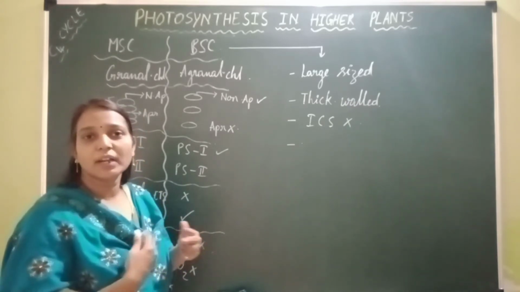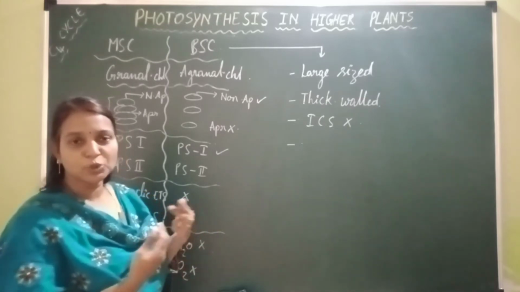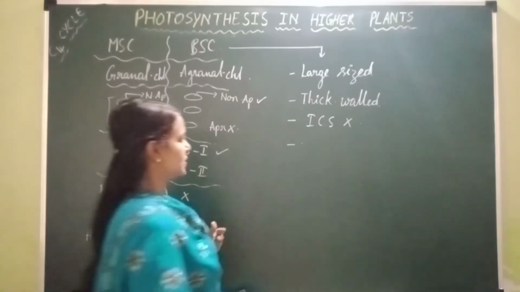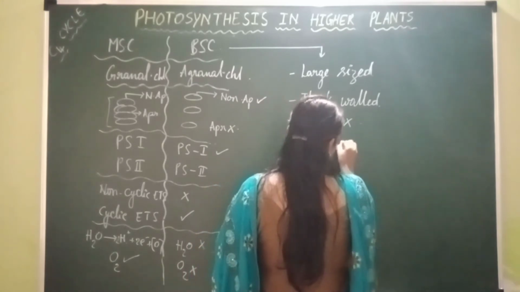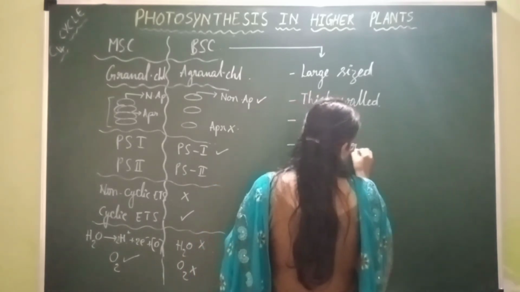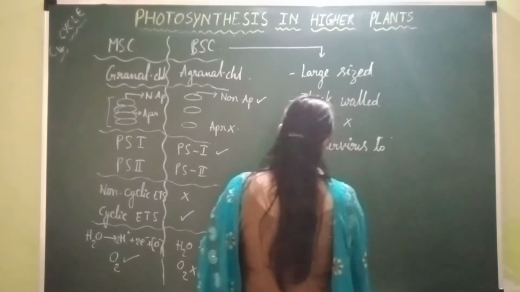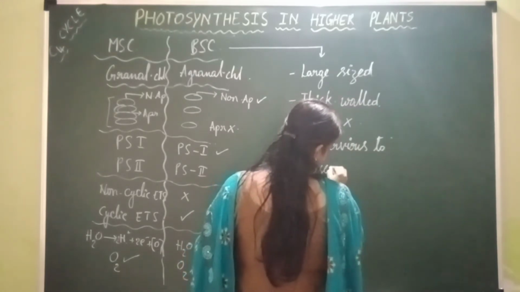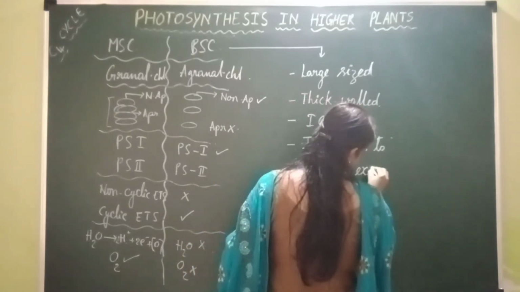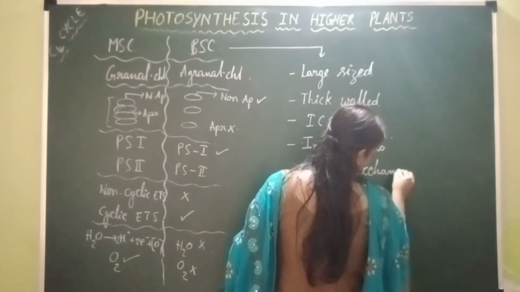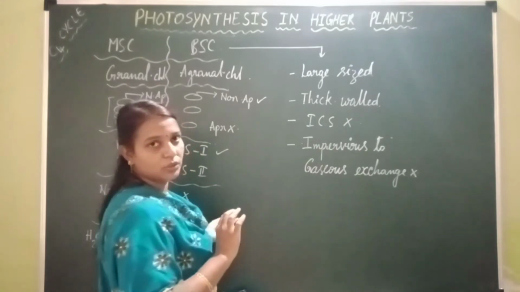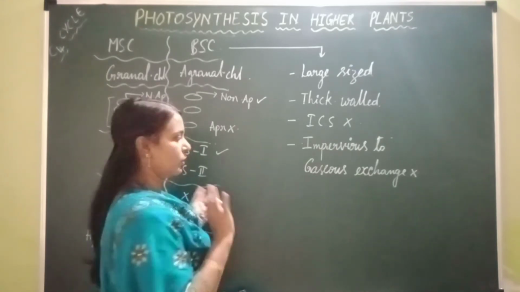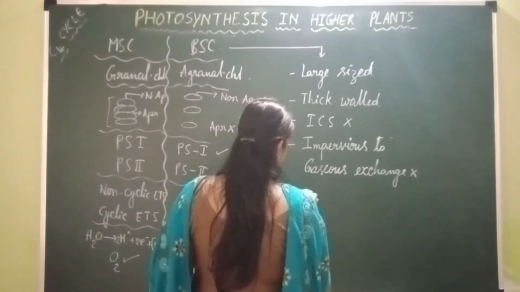Next. As these cells are thick walled cells without any intercellular spaces, they are impervious to gaseous exchange. That means they do not allow the exchange of gases into the bundle sheath cell or out of the bundle sheath cell. Gaseous exchange does not occur, like oxygen or carbon dioxide. They cannot enter or exit through the walls of this bundle sheath cell.